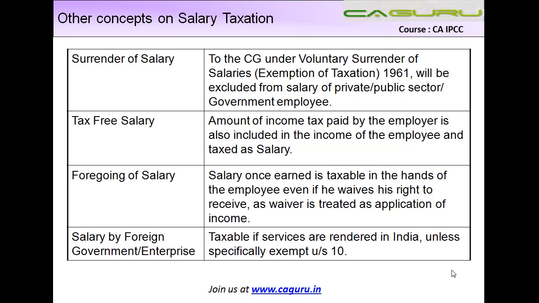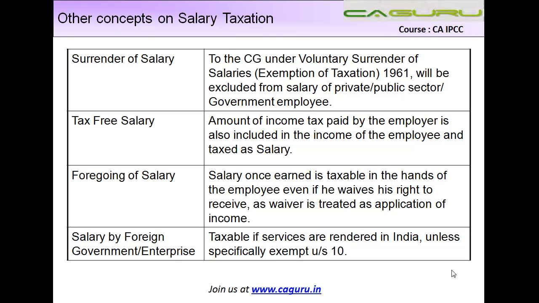Now, salary by foreign government or enterprise. Suppose there is an expat, as I said in the second one, salary paid by the foreign government or an enterprise to a person who is rendering services in India. Now suppose you have Microsoft Corporation. They have a person who is working in India for Microsoft US, not for Microsoft India, for Microsoft US. Of course, there are a lot of things that one needs to look at in terms of taxation for Microsoft US, but that's beyond the point right now.